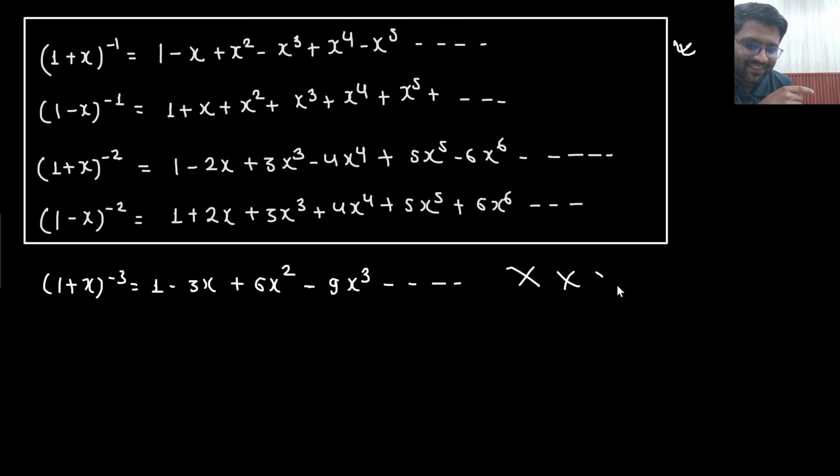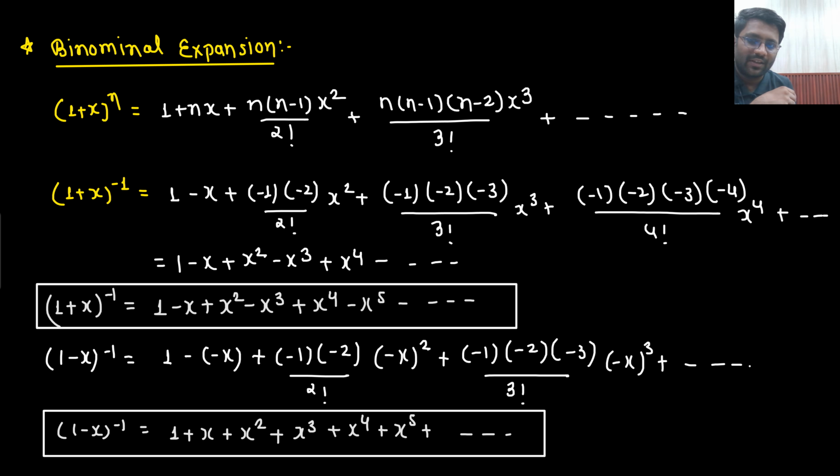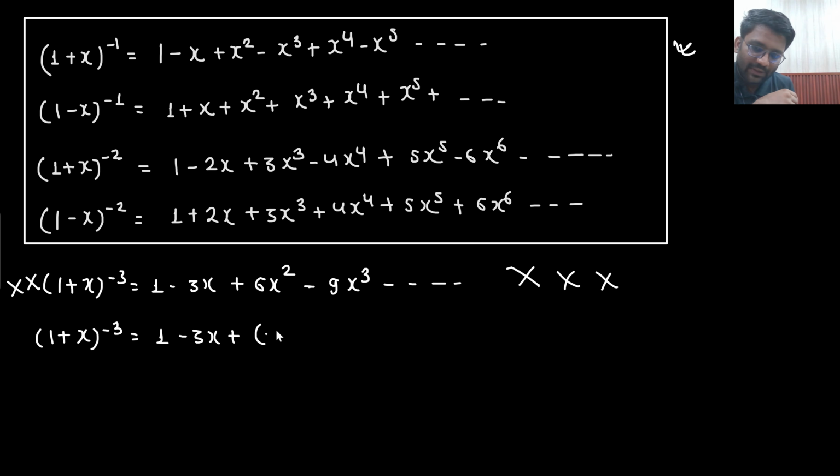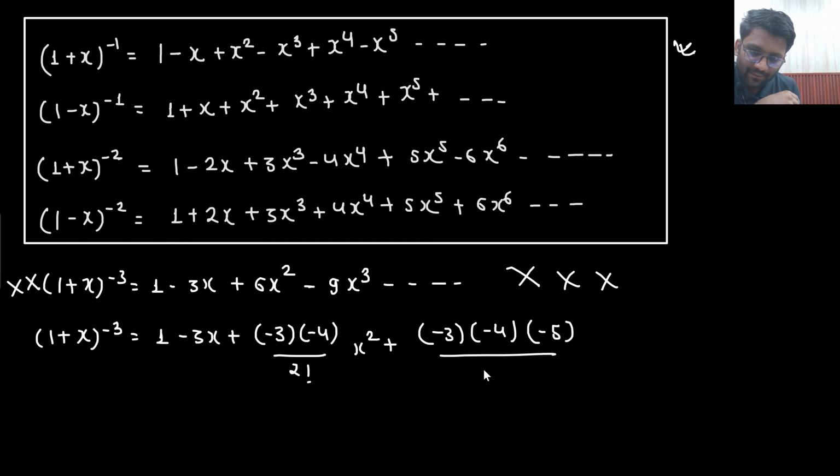No, wrong. If I am asking you to remember, this trick will be applicable only in these 4 expressions. If you need to find 1 plus x to the power minus 3, you will apply the formula. 1 plus nx, value of n is minus 3. Then plus n into n minus 1 divided by 2 factorial. What is the value of n? Minus 3 into minus 4 divided by 2 factorial x square, plus n into n minus 1 into n minus 2 divided by 3 factorial x cube and so on.